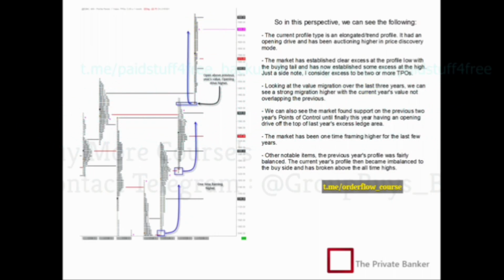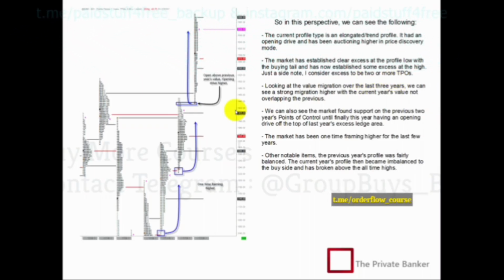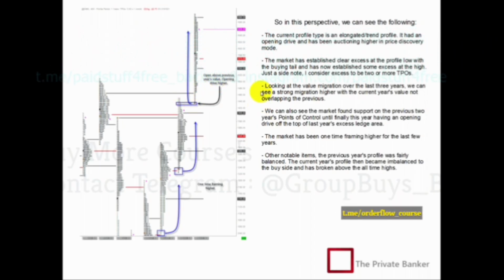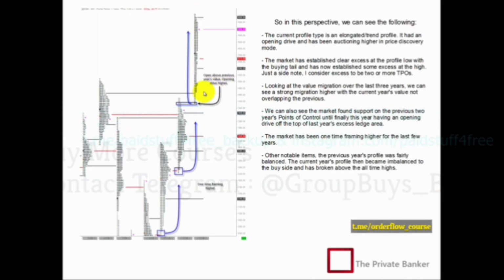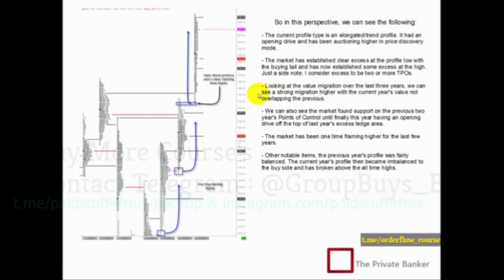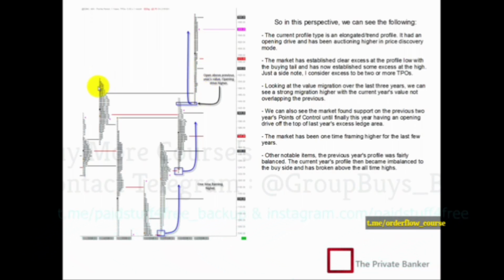We can also see that the market established a clear excess at the profile low with the buying tail, and has established some excess at the high. And just as a side note, of course these are very big levels here, but typically excess should be at least 2 TPOs or more, and that's just my personal preference. Maybe people would look at a higher number, but just looking left, here was the all-time high previously, and we had 2 TPOs at the high there as well. So I think that's definitely good excess occurring there.